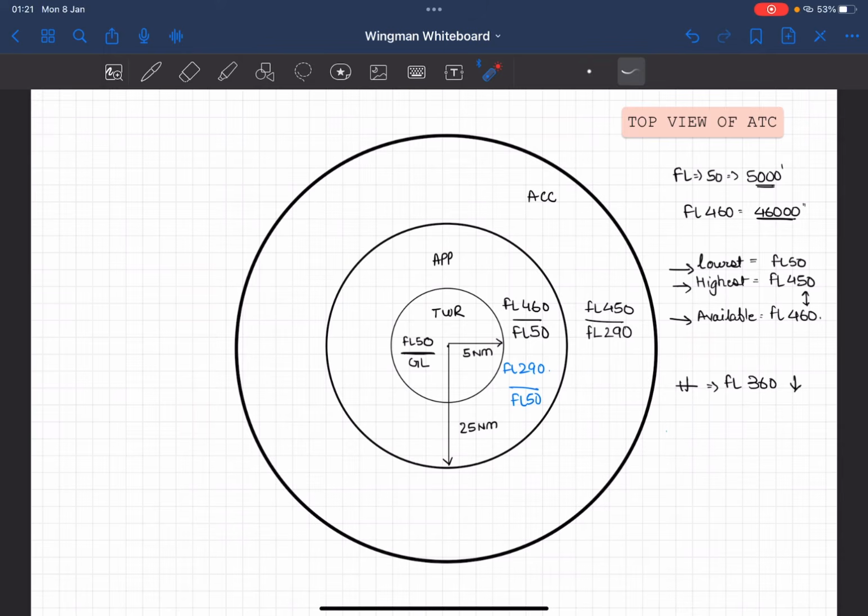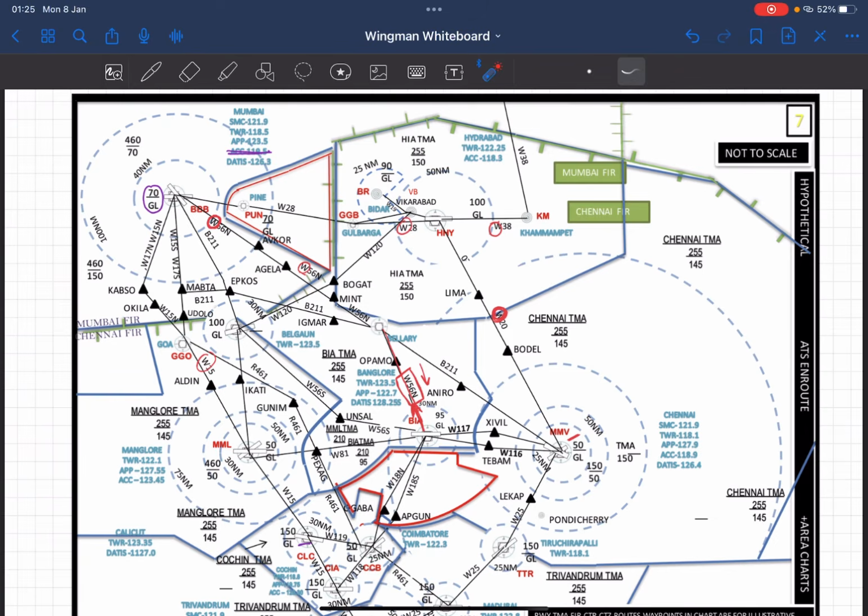Now let's have a look at the maps, and discuss how all this is represented on a map. Now that we have a brief idea of what approach, area control and towers look like, we've seen it from a side view and from a top-down view. Let's see how this is represented on a map. This will help you stitch everything together. Everything we've learned, you'll stitch it all together here.